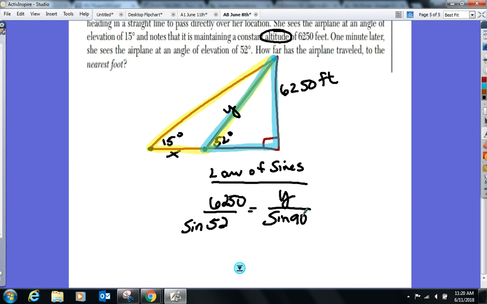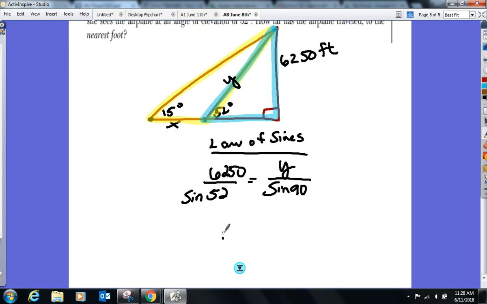Again, make sure your calculator is in degree mode. Divided by sine of 52. We are not done with the problem, so I'm going to write out my full calculator display right now: 5663.209901. That's that side right there. Now, can I use law of sines on the yellow one? Absolutely.